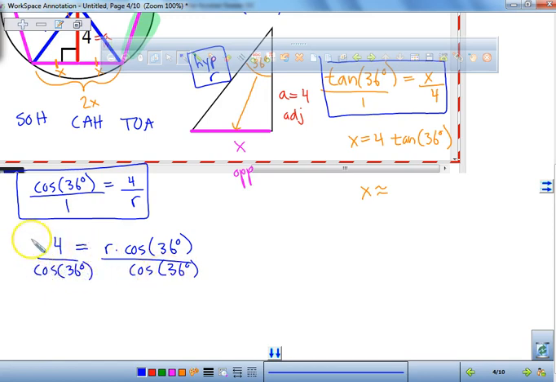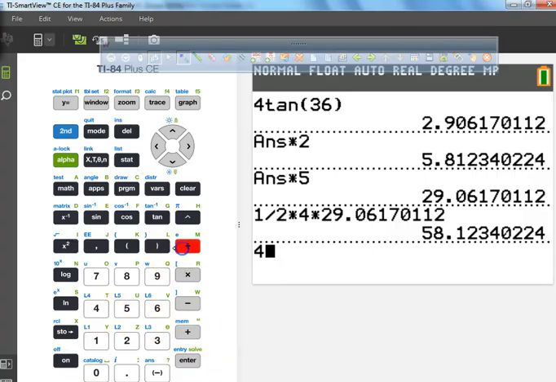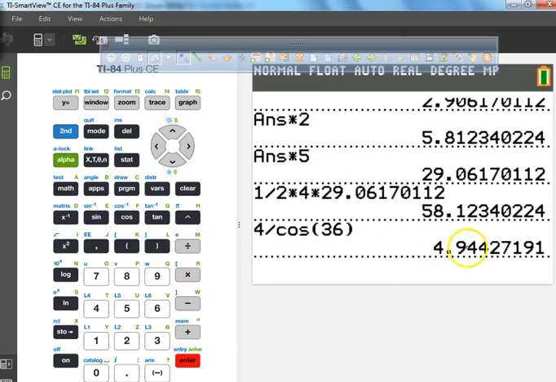And what will that give us? This right here will give us our value for our radius. Remember, this is our radius. So I'm going to go to the calculator. I'm going to type in 4 divided by the cosine of 36. This is our approximate value for our radius. So now I'm going to go second pi times the radius squared.